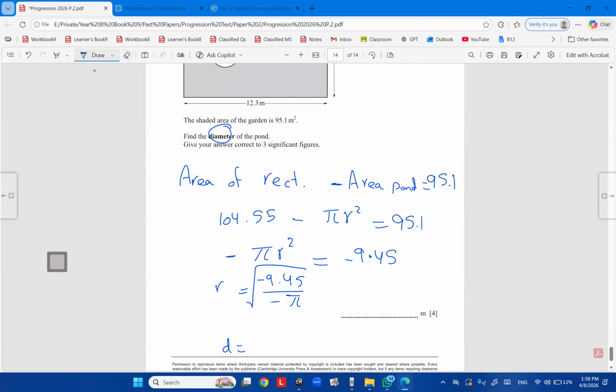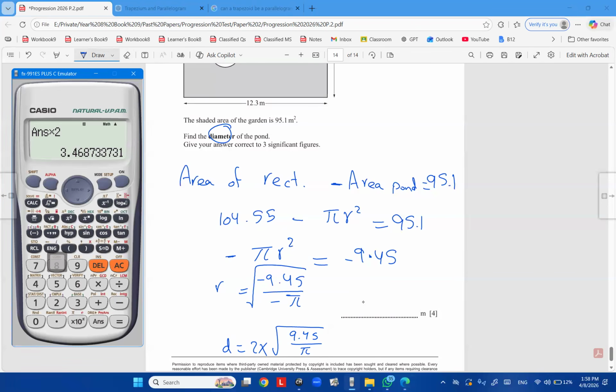So the diameter is the whole thing, 9.45 over pi, but doubled. So it is going to give you, we said what? 3.47 meters.